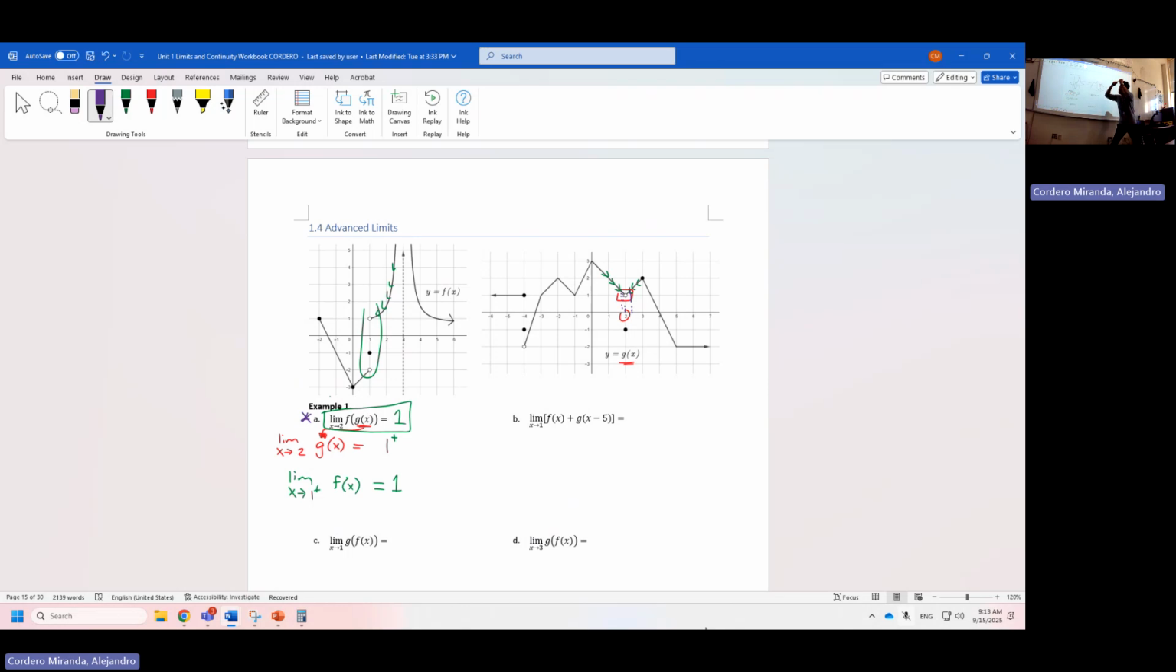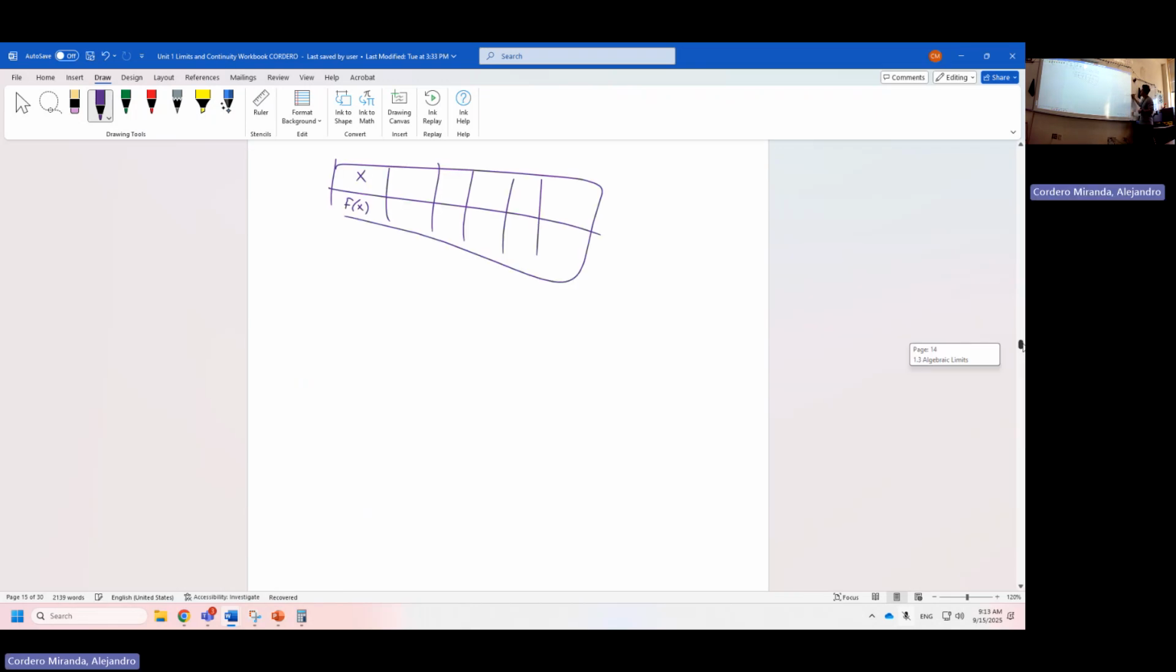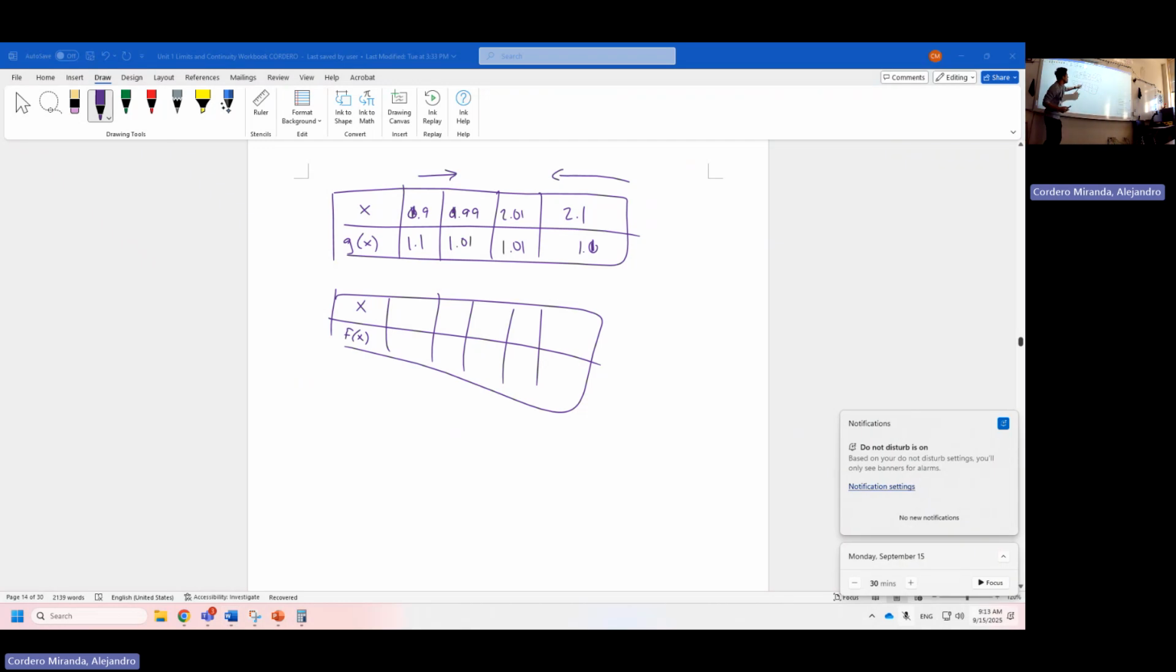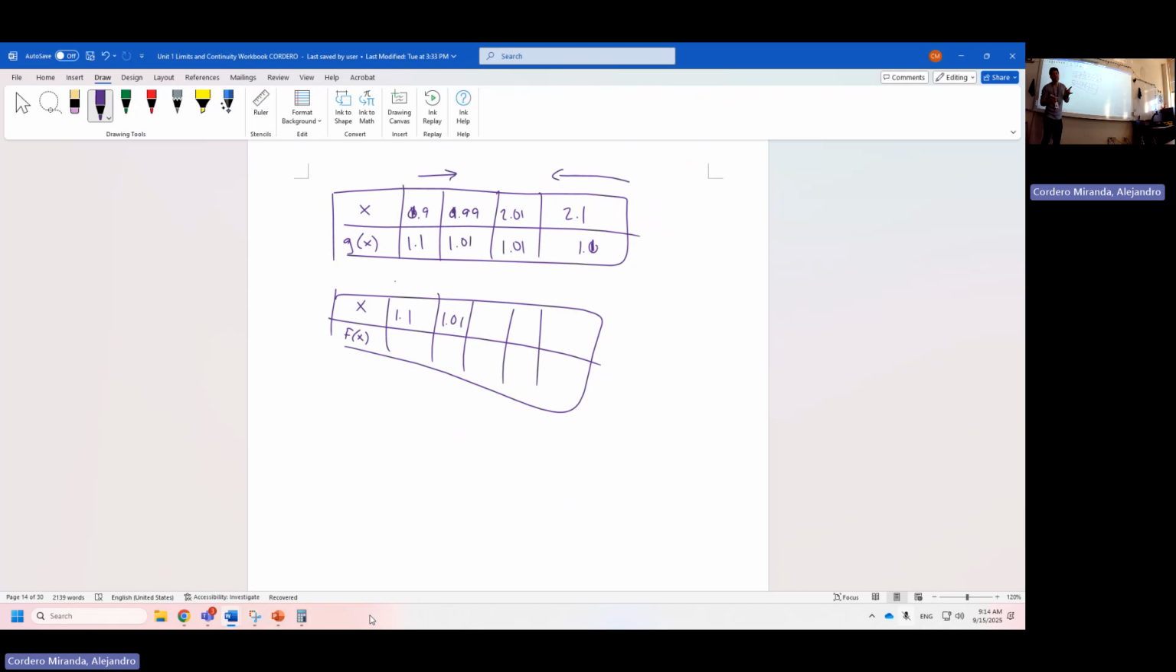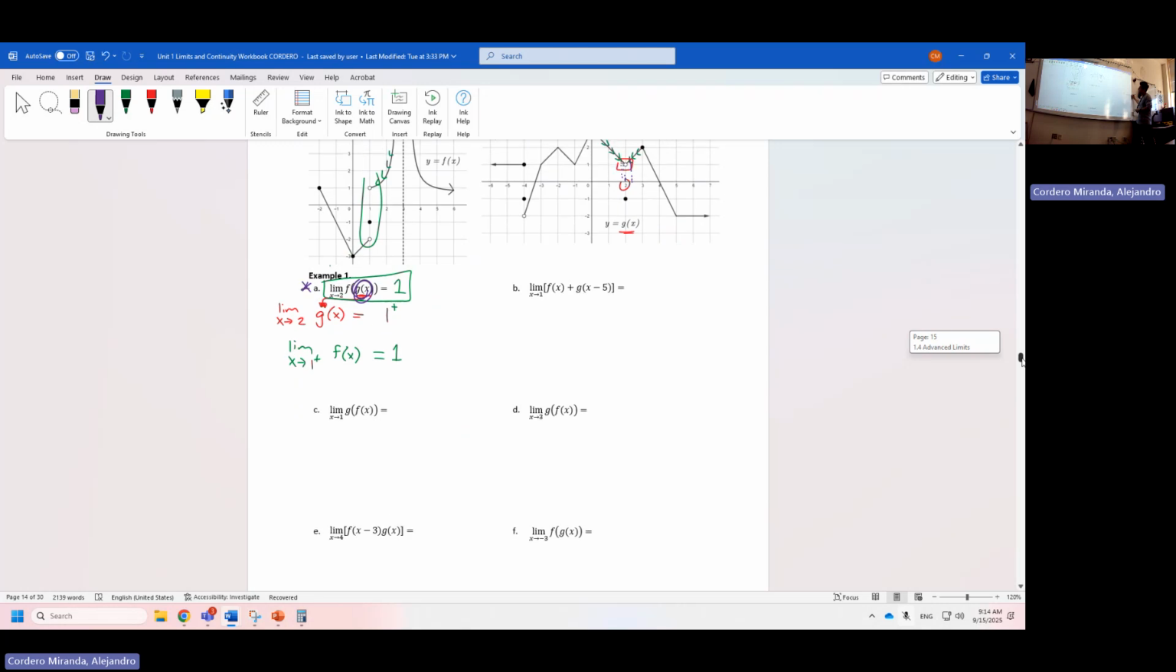Okay. I'm using those outputs from G as the inputs for F. So now to get the limit for F, I'm taking these numbers and plugging them in. But notice how they're both coming in from above. It's like I'm taking in a 1.1 and plugging it in and seeing what F does, and then a 1.01 and seeing what F does. And from the other side, it's the same thing. So that's why I'm saying I can ignore the left limit. I can ignore this limit because G is the input for F, and those inputs are coming in from numbers bigger than 1.